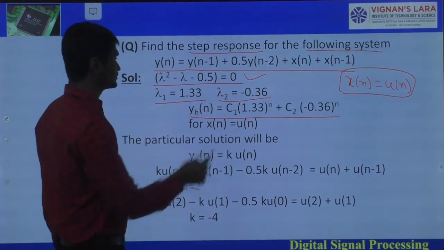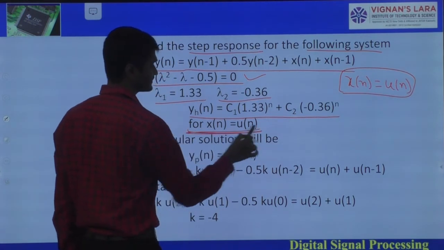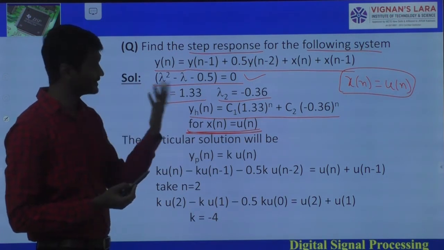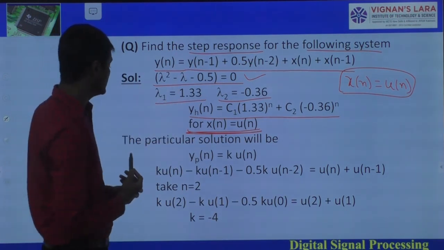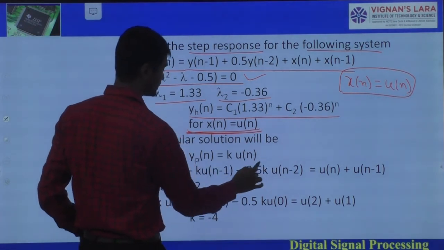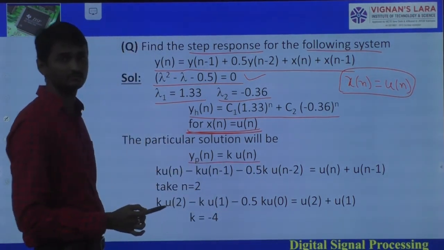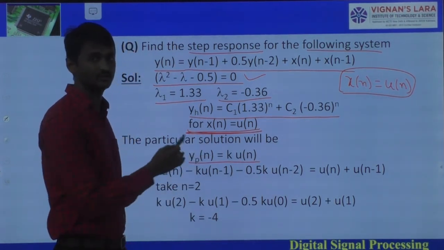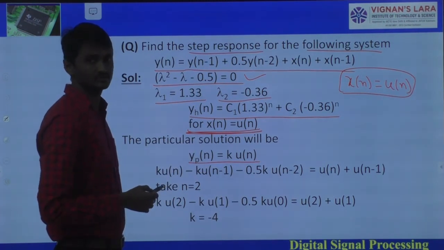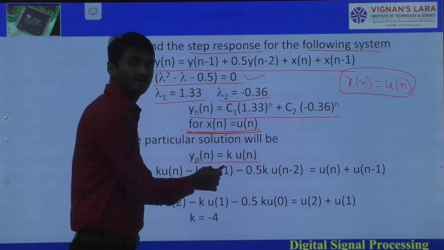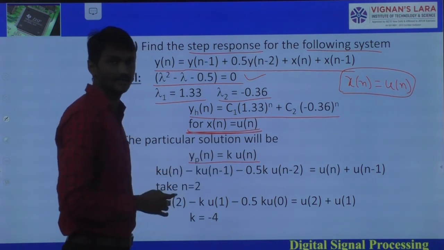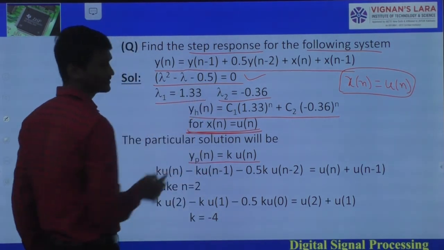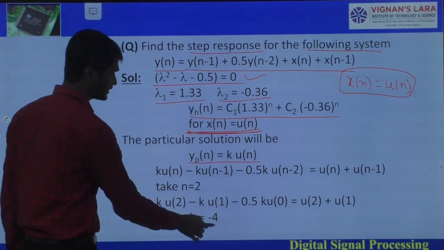Now for x of n equals u of n, the response will be the step response only. There are different forms of the particular solution based upon the given input signal. Here x of n is u of n, so the particular solution will be yp of n equals k into u of n. From that equation, we have to calculate the value of k.